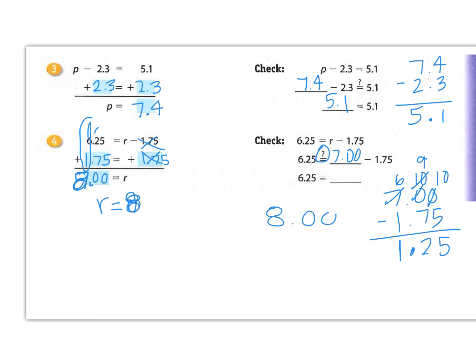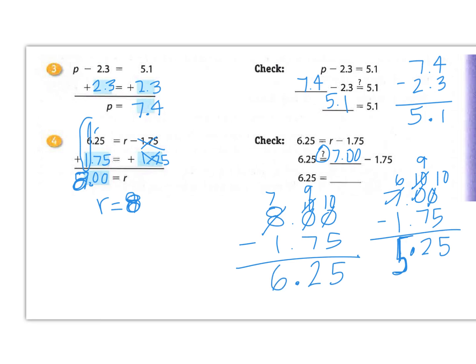If I have 8.00 minus 1.75, now I have to see if I get 6.25. Oops, and over here it was 5, not 1. But 5.25 is still not 6.25. I got to borrow all the way over from that 7. Make this a 10, make it a 9, make that a 10. 10 minus 5 is 5. 9 minus 7 is 2. Bring down the decimal. 7 minus 1 is 6.